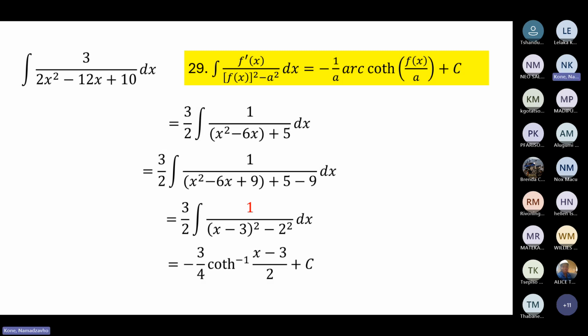To explain it, the 3/2 is what we had already, then according to the rule, it's supposed to be minus 1 over a. What is a? A is 2. So minus 1 over 2 is coming. 3 over 2 times minus 1 over 2 is minus 3 over 4. Cos inverse is the same as arc cos. So I'm just writing the different variations of writing this same thing so that people know that this is exactly the same in terms of writing. And then our f of x is x minus 3, which is this one on top, divided by a, which is 2. And we are done. That's how easy these things are.